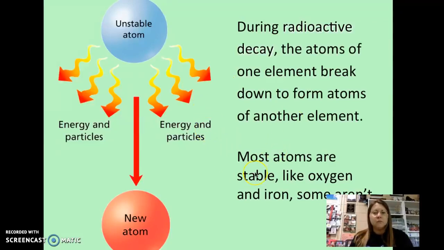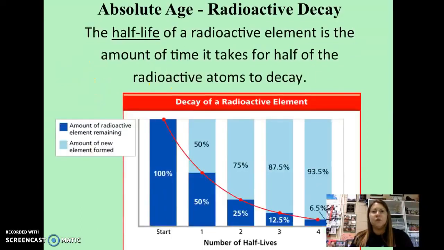So most atoms are going to be stable, but some aren't. And the ones that are not stable are going to be considered radioactive elements. So most of the atoms that we come in contact with, like oxygen, gold, iron, things like that, are stable and they are not radioactive. Otherwise, that will be a problem. So radioactive decay is going to look at the half-life.